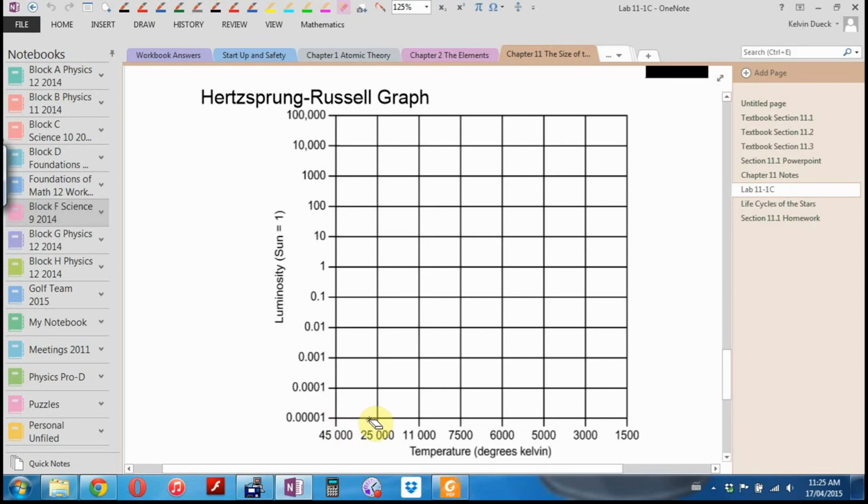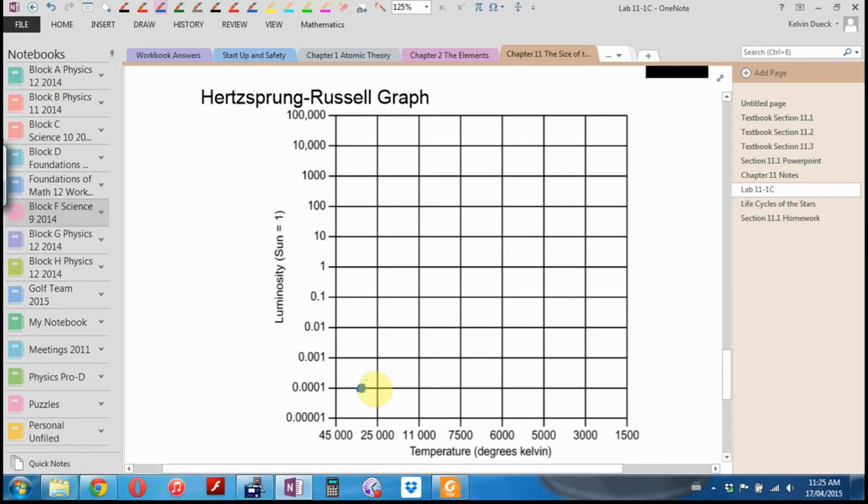0.00, how many zeros? 3? Okay. My mystery star would appear there on the graph. Don't write this down yet, just watch. Okay. My mystery star would appear there.